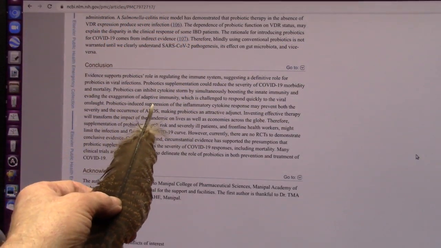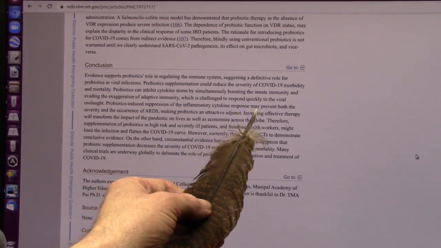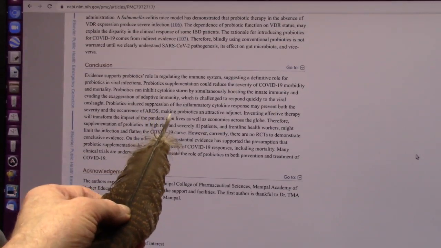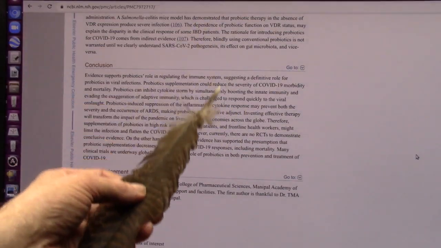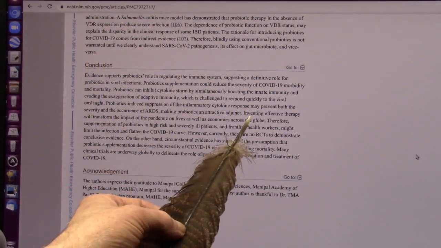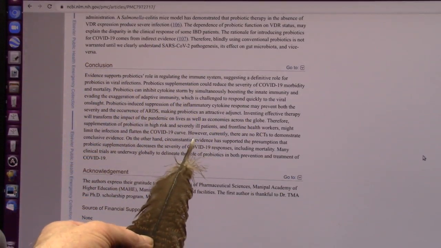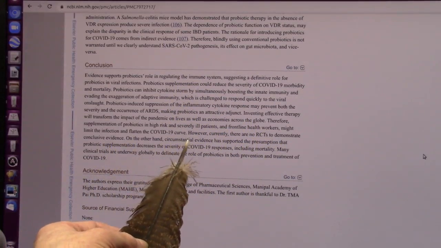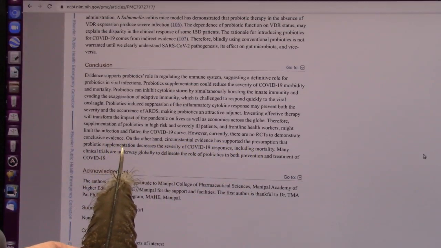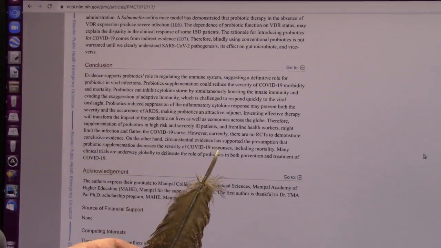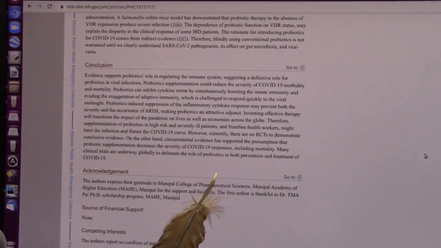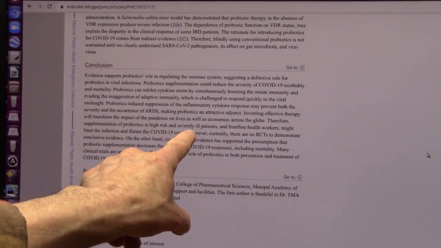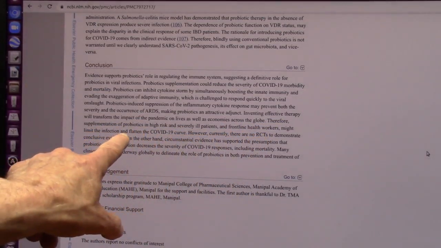Now, probiotic-induced suppression of the inflammatory cytokine response may prevent both severity and occurrence of acute respiratory distress syndrome, making probiotics an attractive adjunct, which means an add-on to whatever else they're going to do for you. You know, and then it goes on and on and on. Everything's perfect. However, there are currently no randomized controlled trials. But it says, on the other hand, circumstantial evidence has supported the presumption that probiotic supplementation decreases the severity of COVID-19 responses, including mortality. And they say here, therefore, supplementation of probiotics in high-risk and severely ill patients, frontline healthcare workers, might limit the infection and flatten the curve.